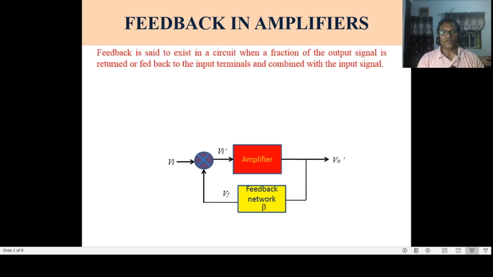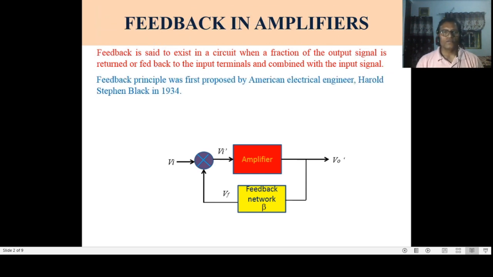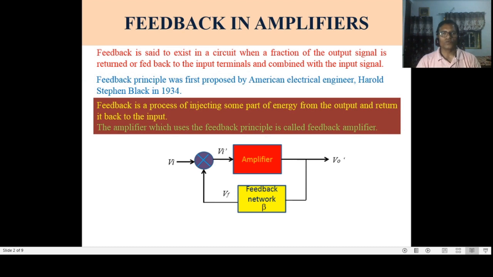The feedback is said to exist in a circuit when a fraction of the output signal is returned or fed back to the input terminal and combined with the input signal. Feedback principle was first proposed by American electrical engineer Harold Stephen Black in 1934. So, feedback is a process of injecting a part of energy from the output and return it back to the input. The amplifier which uses feedback principle is called as feedback amplifier.